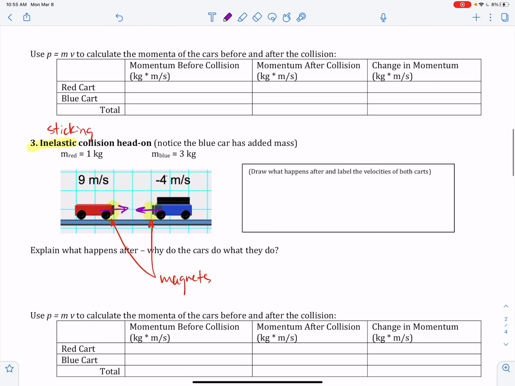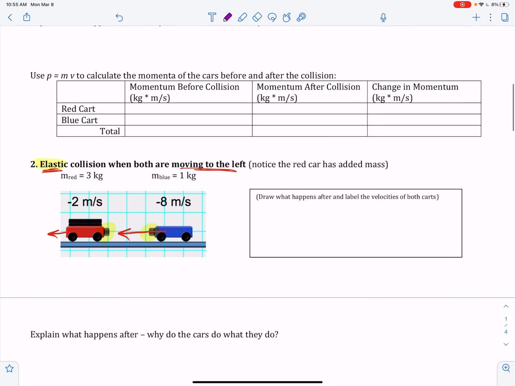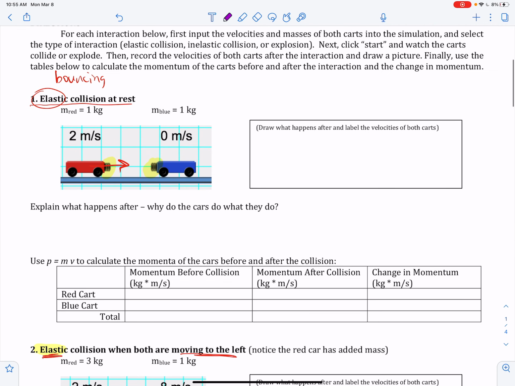So let's do the first one together just so you can see exactly what I'm looking for. And I'll show you how this works in the simulation. Okay, so we're starting off with an elastic collision where one of the cars is at rest and the other car is moving towards it. So the red car is going to be moving to the right at 2 meters per second. It's going to have an initial mass of 1 kilogram. The blue car's initial mass is 1 kilogram.